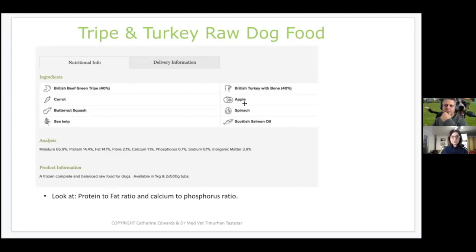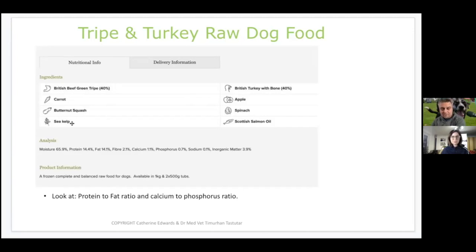Right. So here we have green tripe, which is good because on a raw food, tripe, if it's green, it's an amazing component. Although 40%, I wouldn't give it daily. This is just too heavy, too one-sided. So this balanced part is also, again, not really balanced. In my opinion, of course, your opinion might be different. So carrot, okay. Butternut squash, okay.